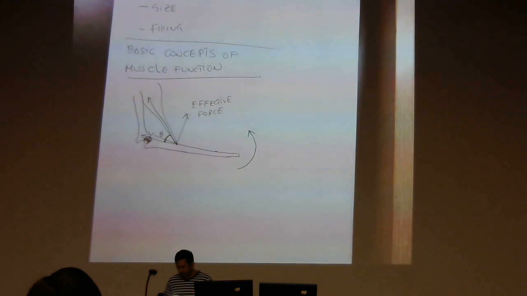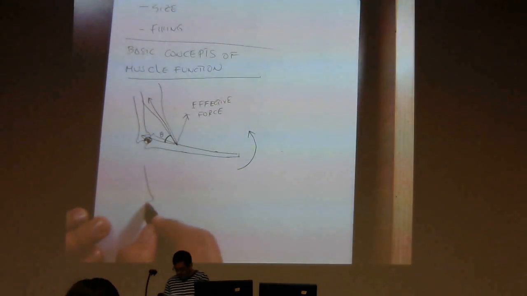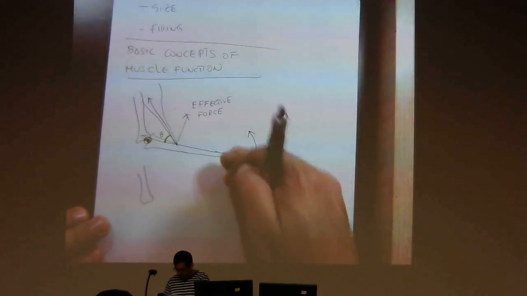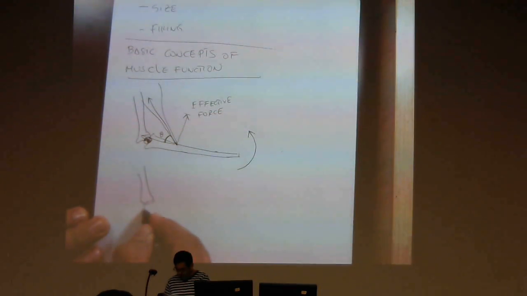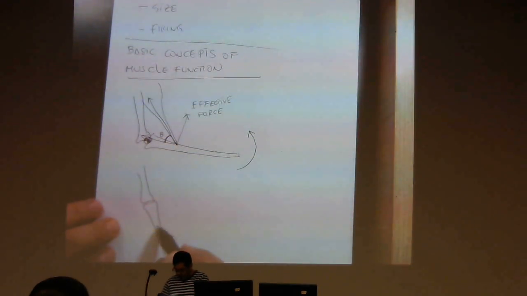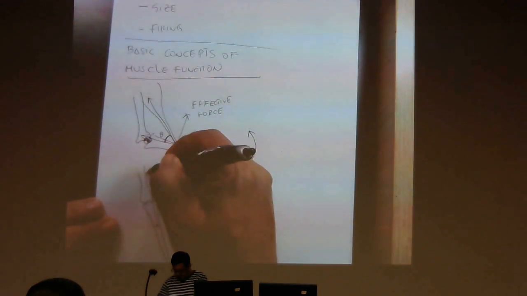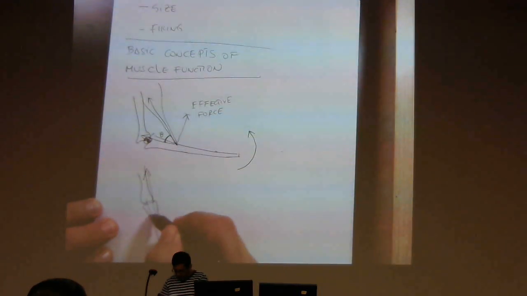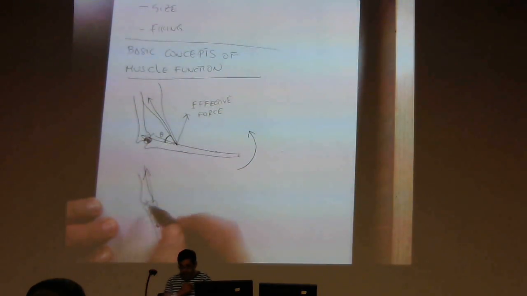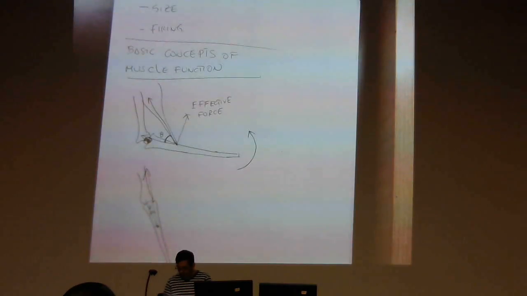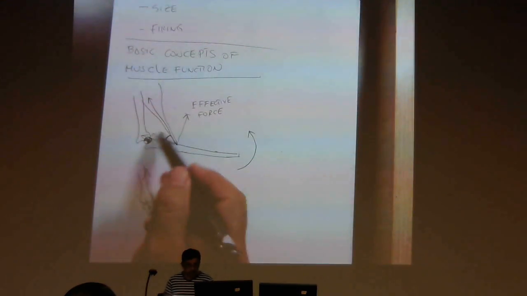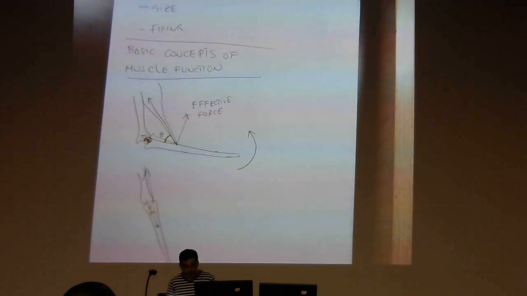So if you have the same arrangement and stretch this way, if you calculate roughly from the insertion point, the angle of insertion is decreased significantly. Okay? So the joint angle will determine the angle of insertion. Does that make sense to all of you?